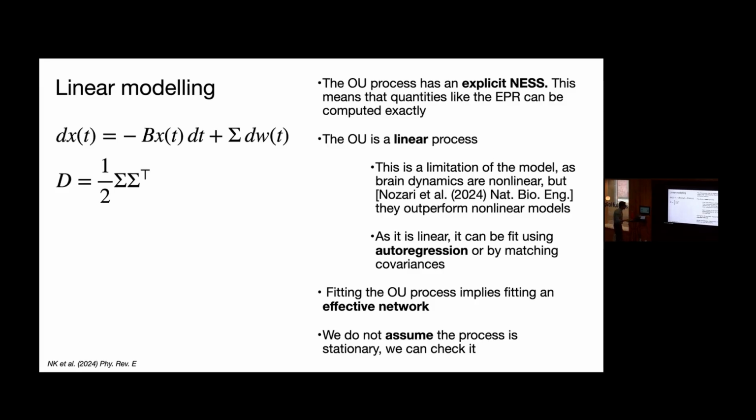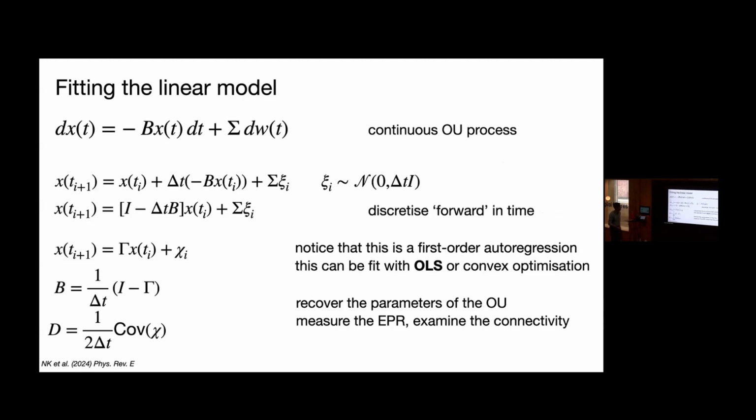Okay, so how can you fit this? I'll just show you the way we did it. If you just discretize this process in time, forward with Euler-Maruyama, which is the simplest way to make this into a discrete time process, you get this, and this is actually completely equivalent to a first-order autoregressive process, AR1. And this can be fit with ordinary least squares or with convex optimization. And you can do all kinds of things with convex optimization. For example, you can say, I only want connections where I know that a physical connection exists, or I only want connections that have positive weight. And all of those constraints are convex, which means it's still easy to fit.